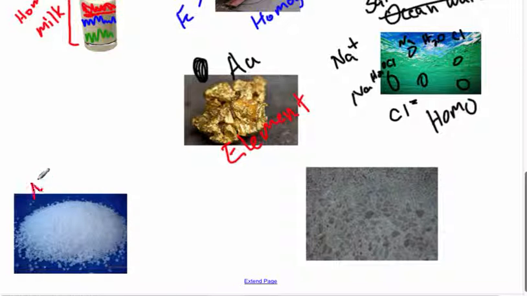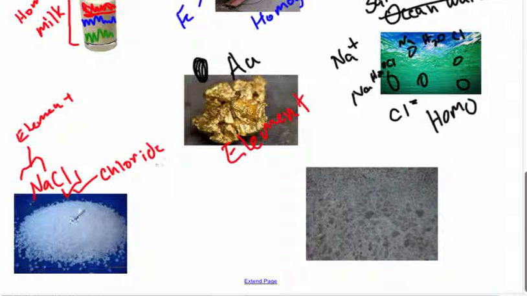Let's go down to this one. This is sodium chloride. It's sodium, which is an element, and chlorine, which is an element. If we looked at a little molecule from here, we'd see that we had a sodium and a chlorine combined. They're bonded together. So that means it's an element bonded to another element. That is a compound.